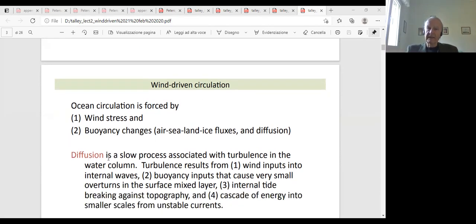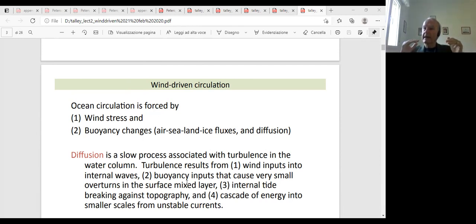But diffusion is a slow process associated with turbulence in the water column. This turbulence, on the other hand, depends on wind inputs and internal waves, and on the buoyancy input that causes very small overturns in the surface layer. What does that mean? Diffusion by buoyancy input.